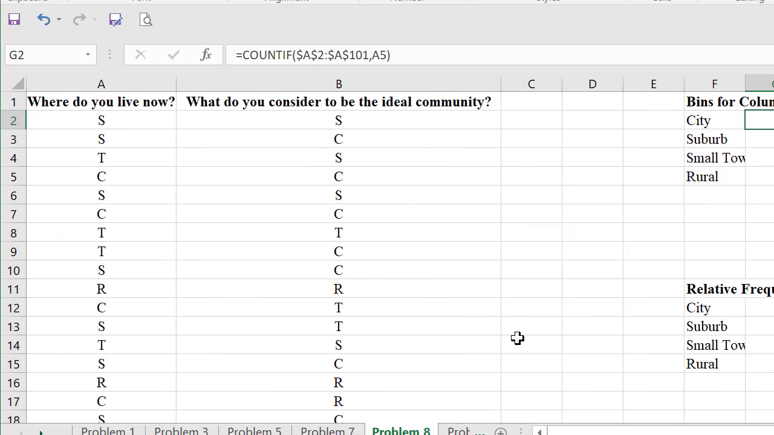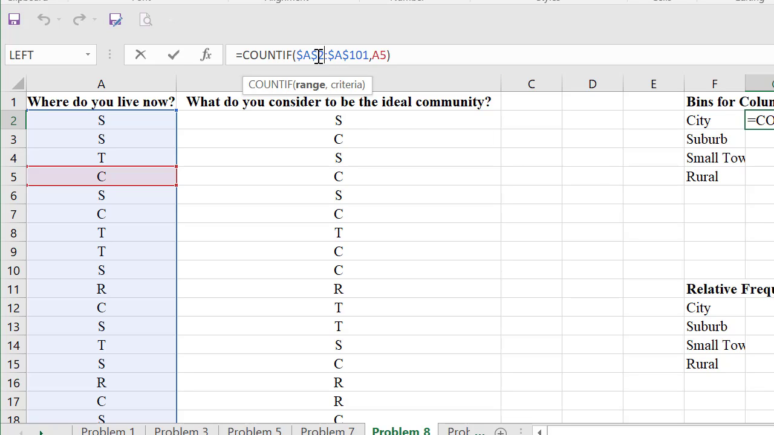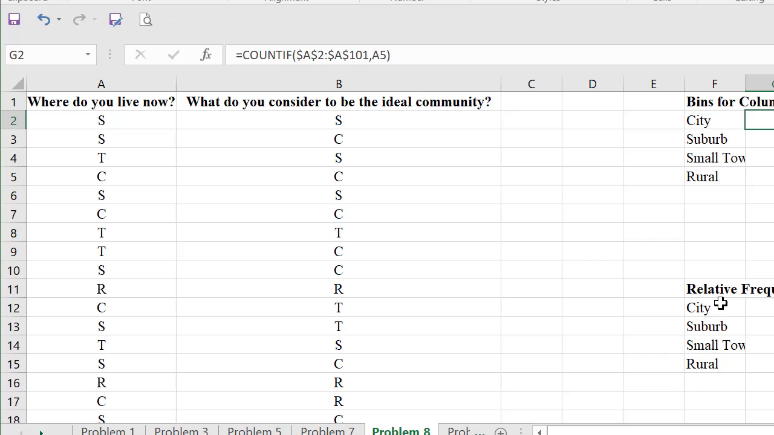Moving on to problem 8. We had some data of where do you live now versus where do you consider to be an ideal community. Again, I'm looking for getting the count. Notice that this is absolute. Some of you didn't make that first part absolute, which made all your numbers wrong, and sometimes you got the numbers right just because what changed up here didn't affect the actual count. So again, be careful of where you're doing your absolutes for your ranges. Yeah, you do that for city, and then you do that for your relative frequency, which is, again, since we've got 100 here, it's going to be this amount.